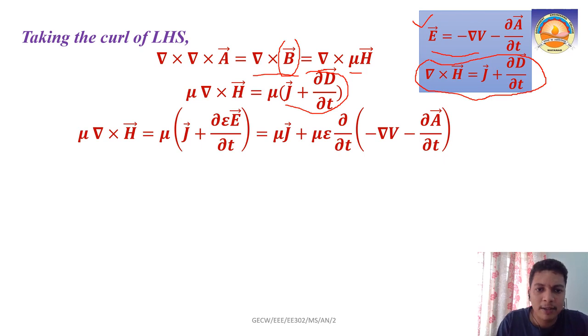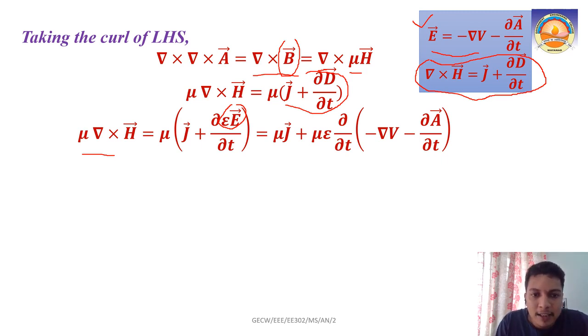Now what are we going to do? Mu into del cross H will be equal to mu into J plus dou D by dou t. D we are replacing with epsilon E. D is related to electric field intensity by D equals epsilon E. So this will become J plus dou epsilon E by dou t.